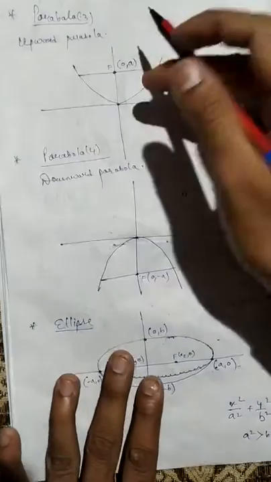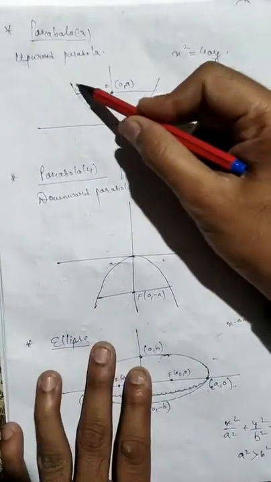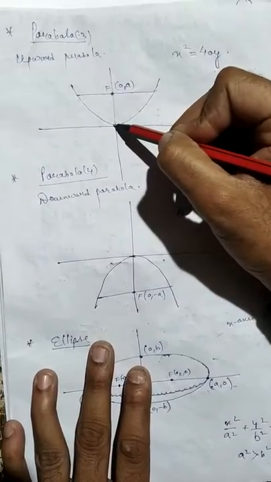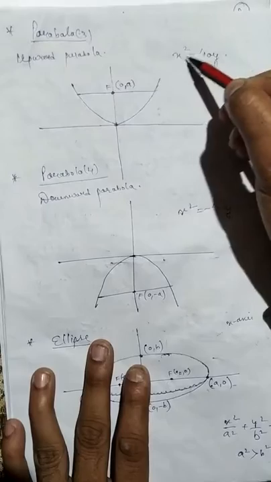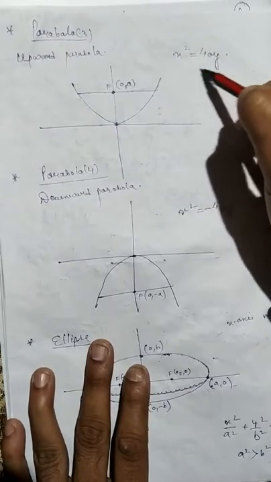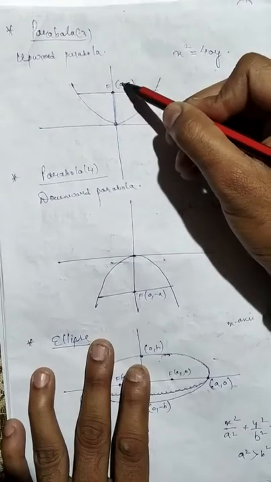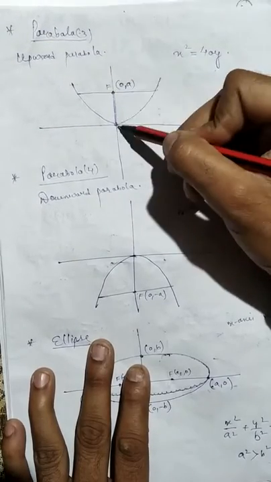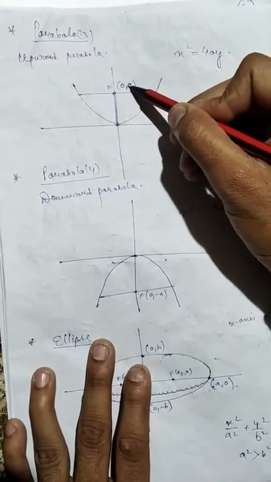Next is your parabola 3. This is known as the upward parabola. Now as I told you, this upward parabola is just touching the x-axis. If it touches the x-axis, what will you write here? x square equal to 4ay. I hope you are getting the logic here. Now this is your y-axis, so your x is 0, okay? And your y is showing some value. So that is your a.